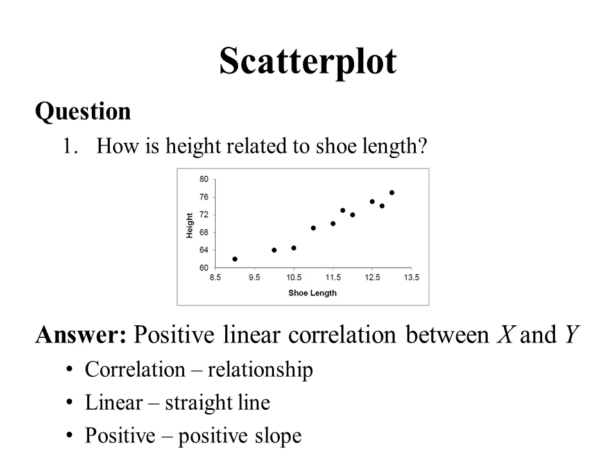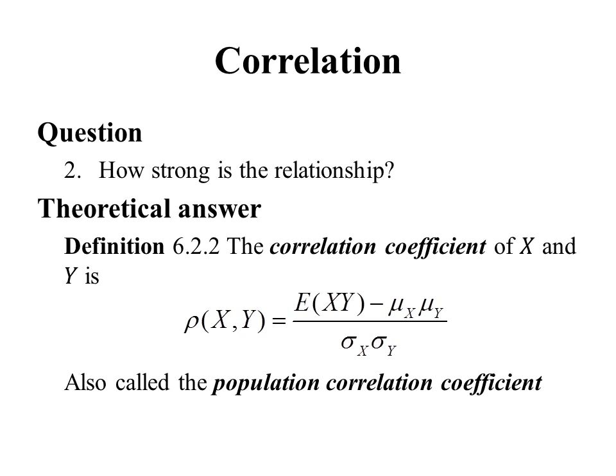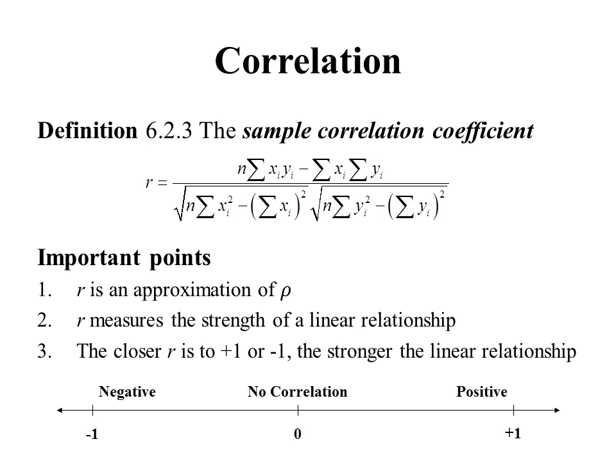Remember, correlation is just a fancy word that means relationship. Linear means that those dots form kind of a straight line, and positive means that that line has a positive slope. So now our second question was, how strong is the relationship? And so we gave a theoretical answer to that question with this correlation coefficient rho. That's also called the population correlation coefficient. But we said we're never going to be able to calculate that value exactly. So we're going to estimate it with this quantity r called the sample correlation coefficient.